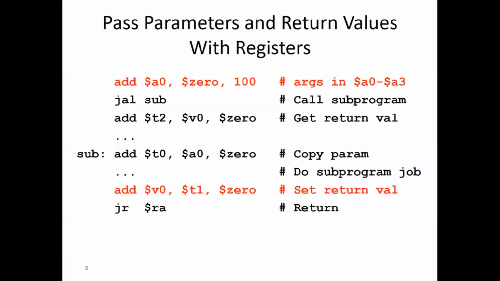Up to 4 word-sized arguments can be passed to a function through the $A registers, and a function can return up to 2 word-sized values in the $V registers. Here's an example showing 1 argument and 1 return value passed through registers.